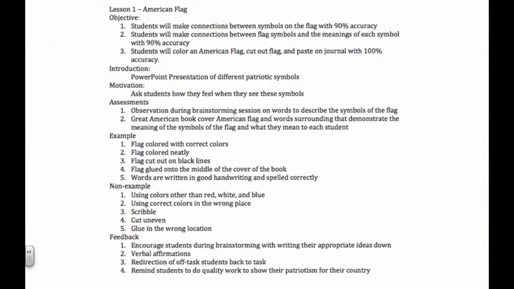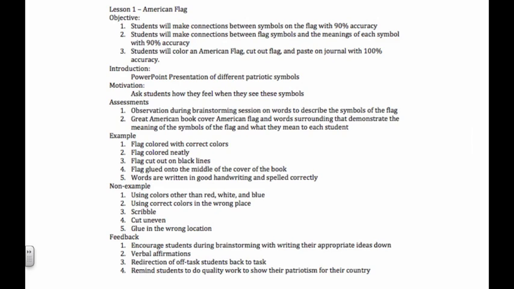So here's an example. This teacher mapped her design document out by lessons. So for lesson 1, she listed the objectives here. She has her introduction, so the anticipatory set, the motivation strategies, what type of assessments will go with this particular lesson, what examples and non-examples she'll provide for this activity, and then the feedback she plans to provide for the specific lesson.